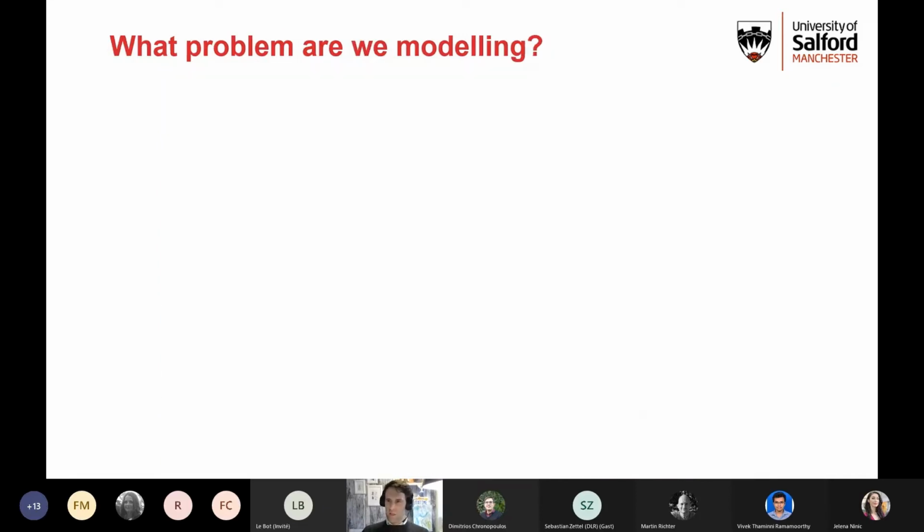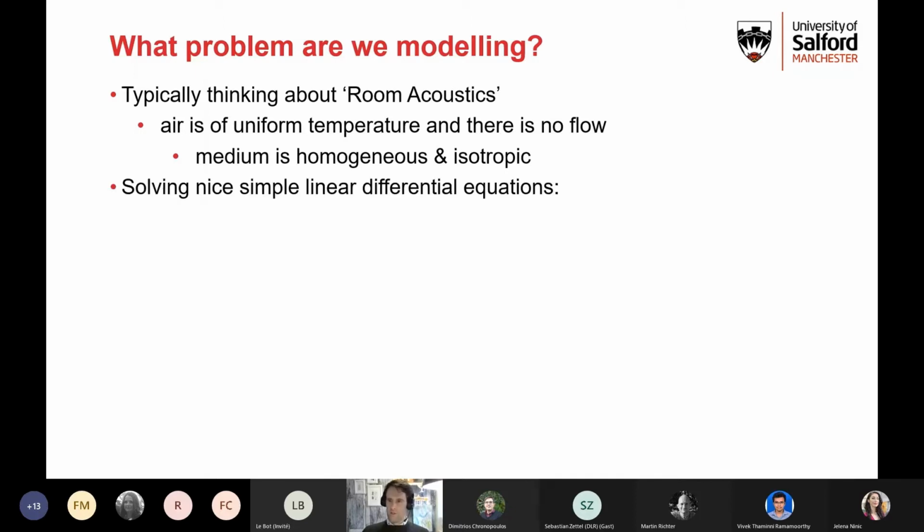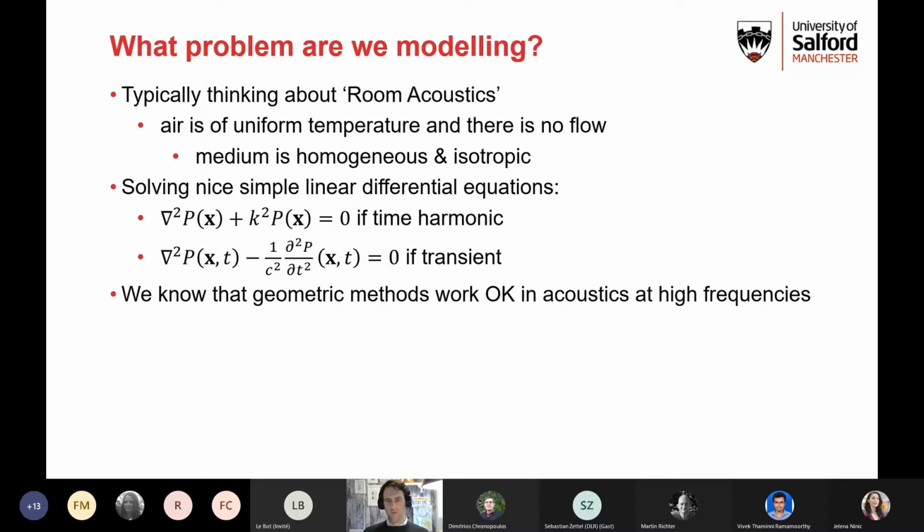So, just to take a quick aside and say what problem we're modeling mathematically. As I say, I'm typically thinking about room acoustics. That means my air is of uniform temperature, there's no flow, and the medium's homogeneous and isotropic. That means we're actually solving nice, simple linear differential equations. You're solving the Helmholtz equation if it's time harmonic excitation, or if you had transient excitation, you're solving the linear wave equation.